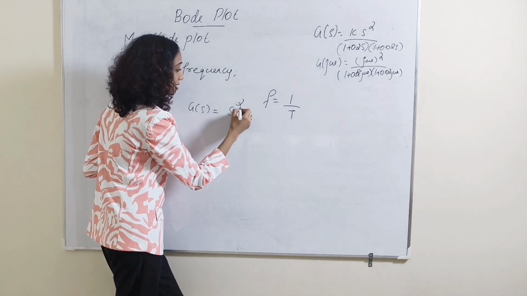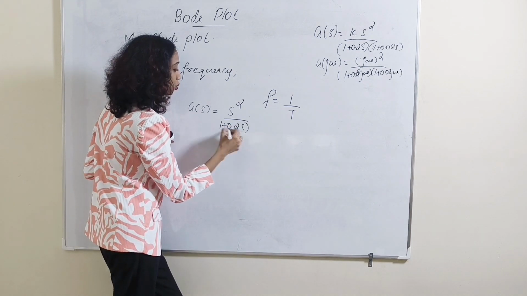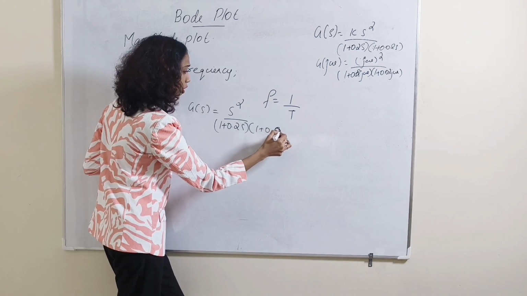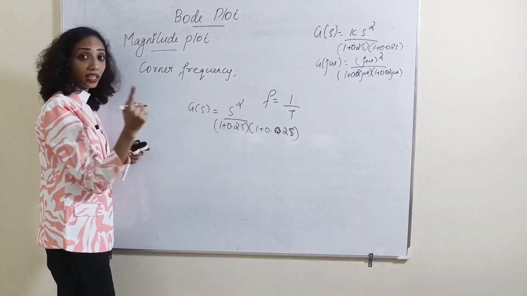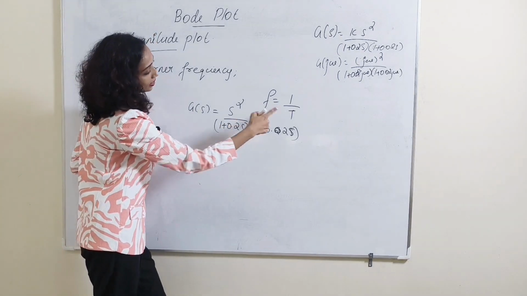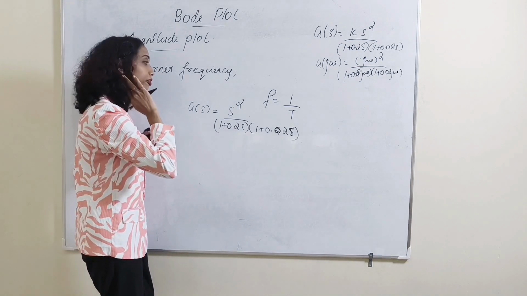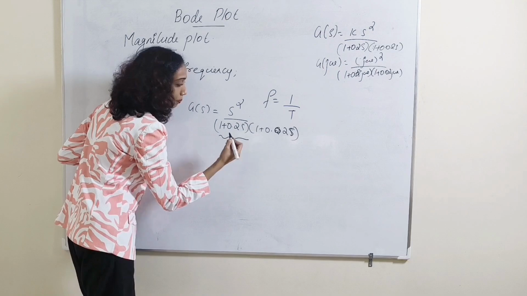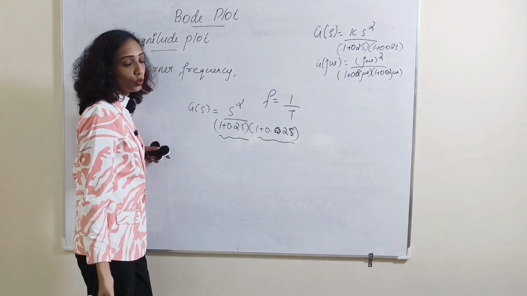G of s is s square divided by 1 plus 0.2 s into 1 plus 0.02 s. We get this equation by assigning k is equal to 1. Then, what is the time period here? That is our question. For finding the time period, just check this equation: 1 plus 0.2 s, and here it is 1 plus 0.02 s.